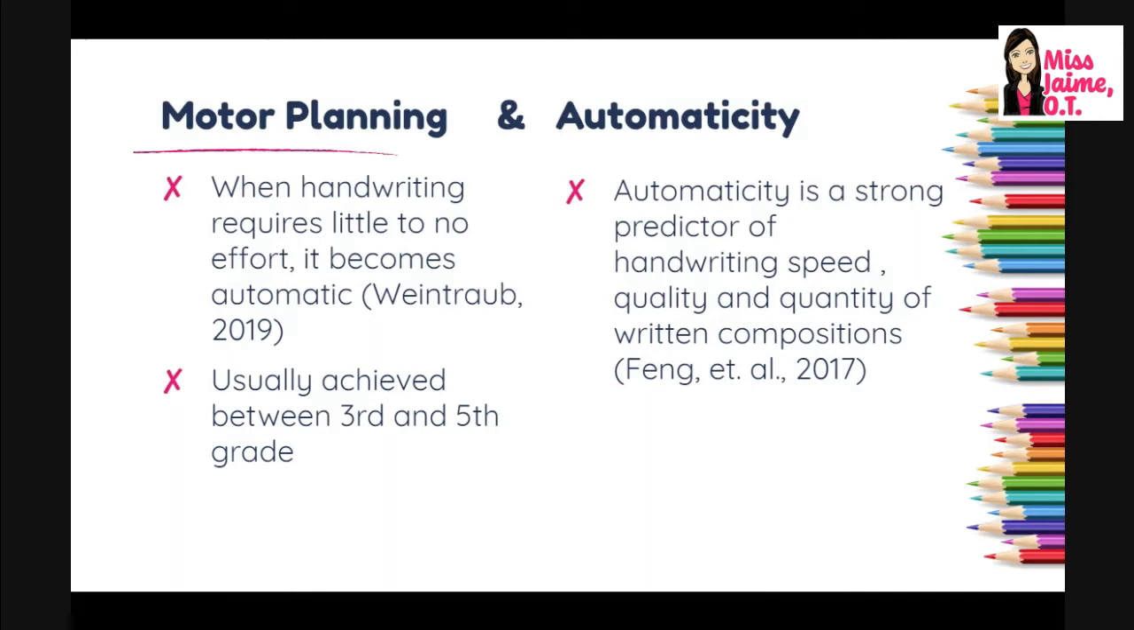Automaticity is a strong predictor of speed, quality, and quantity. So this is important. We want to make sure that our little guys, when they're learning how to write, learn correctly. And we want them to develop the automaticity for all of the letters, so it becomes like second nature.